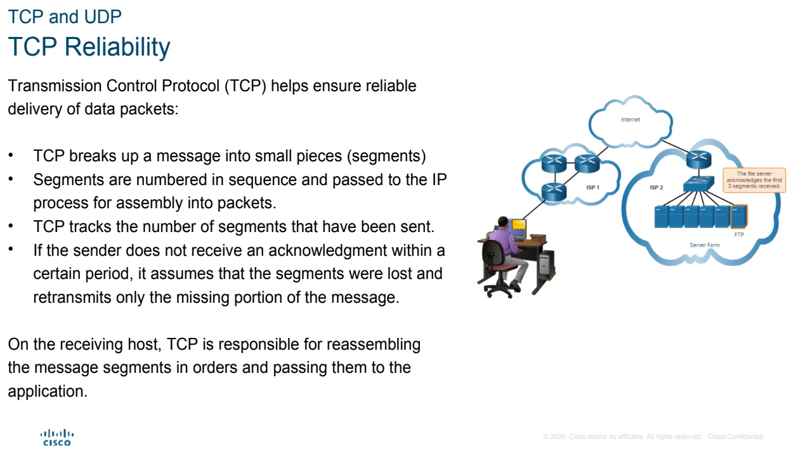If the sender does not receive an acknowledgement within a certain period, it will wait for the acknowledgement. If it does not receive it, it will assume that the segment was lost, and it will resend it, or retransmit it. On the receiving host, TCP is responsible for reassembling the message segments in order and passing them to the application. Is this clear? Any questions about this part? Okay.